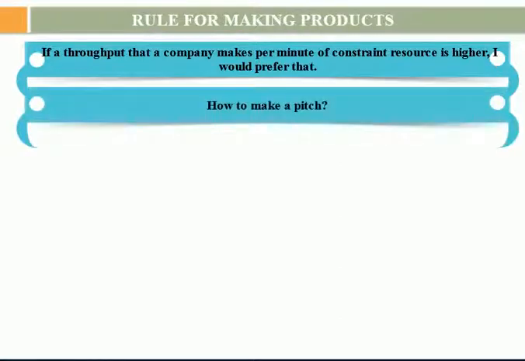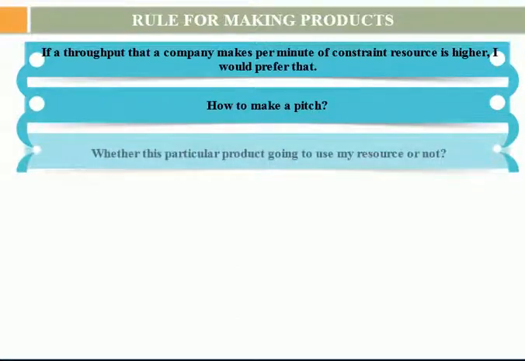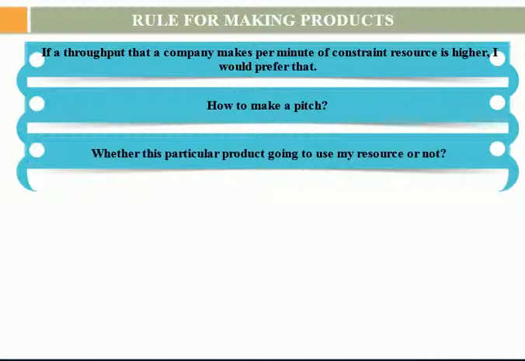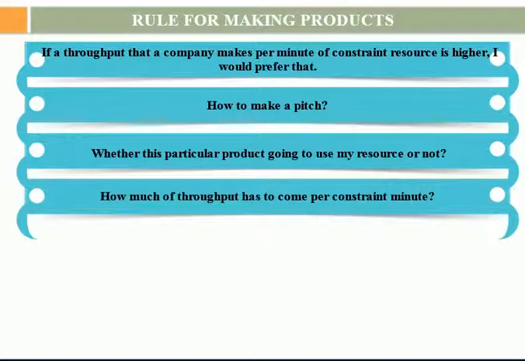You know how to make a pitch. When you go to make a sale, you don't have to do too many calculations. You just find out whether this particular product is going to use my resource or not. And if that resource is the constrained resource, you know how much throughput has to come per constrained minute. And if this particular product does not go through your constraint, okay, anything that you take or anything which you can sell from a product which does not go into your constraint will add to your bottom line. Suddenly the question of product mix seems to be simplified.